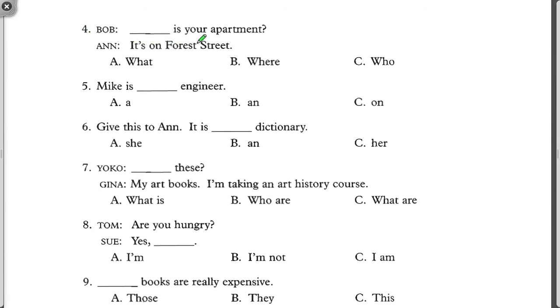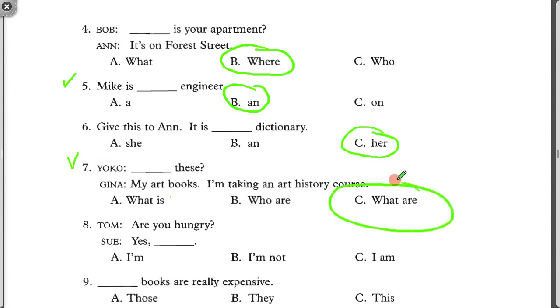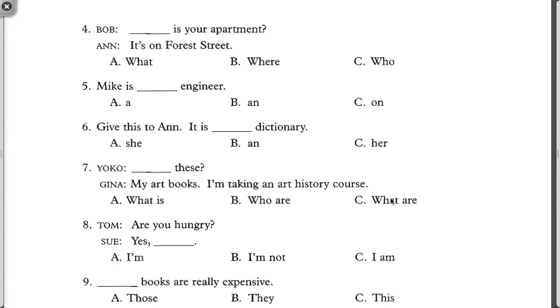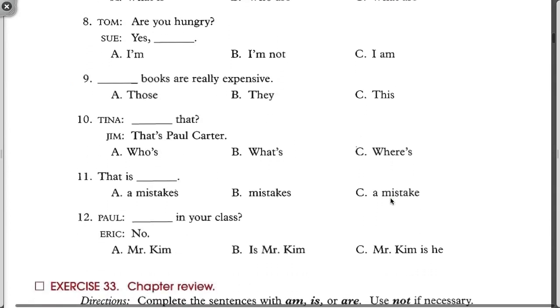Is your apartment? It's on Forestry, so where? That's the place. Number 5, Mike is an engineer. Number 6, give this to Anne. It is her dictionary. Number 7, Yoko. What are these? Okay, right. What are these? My art books. I'm taking an art history course. Number 8, are you hungry? Yes, I am.